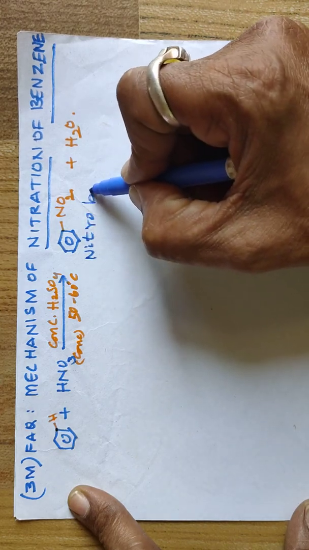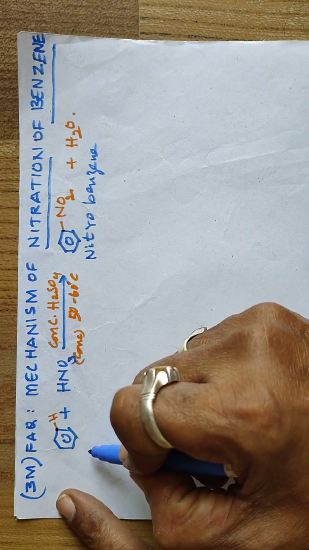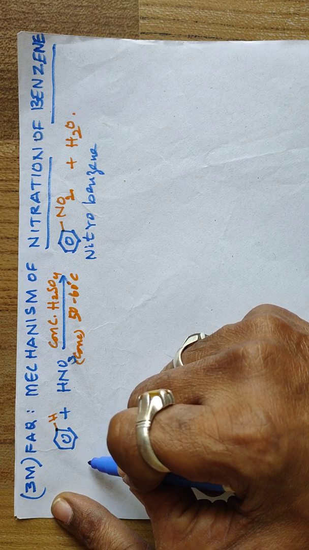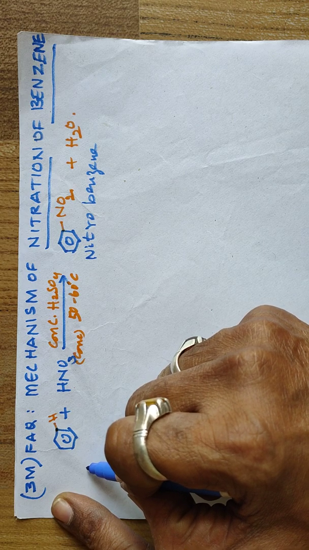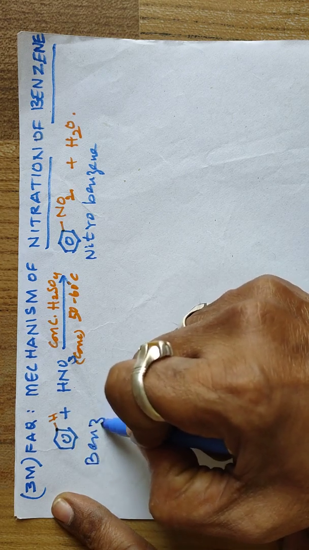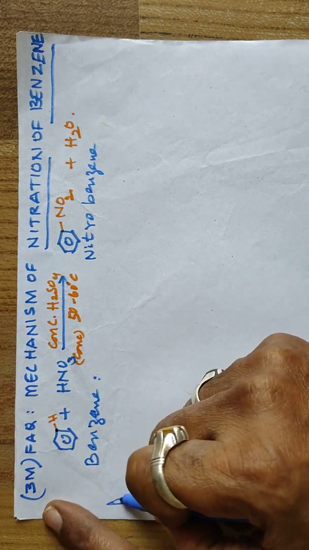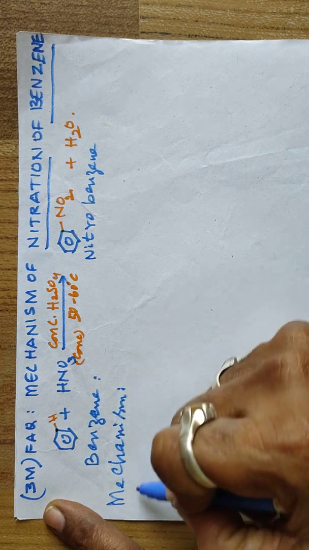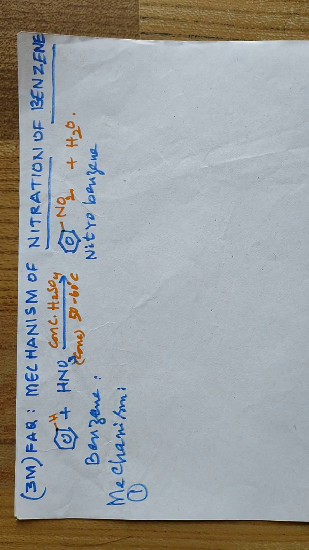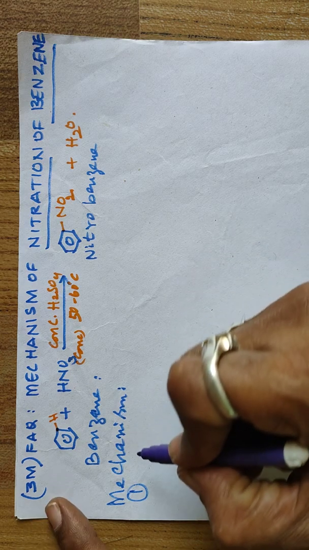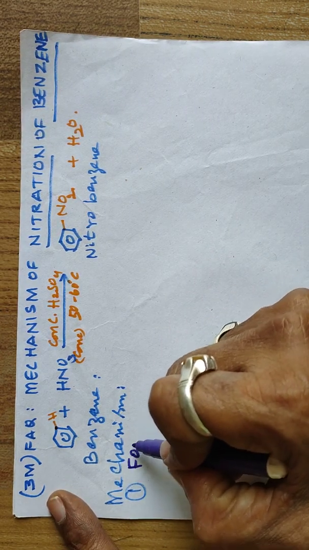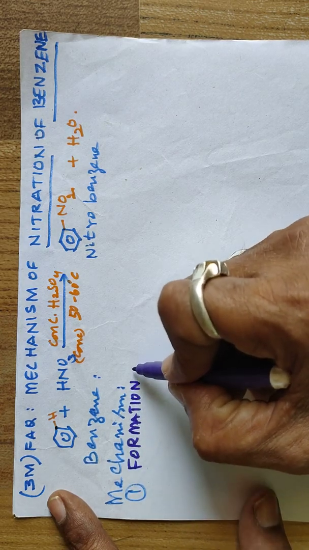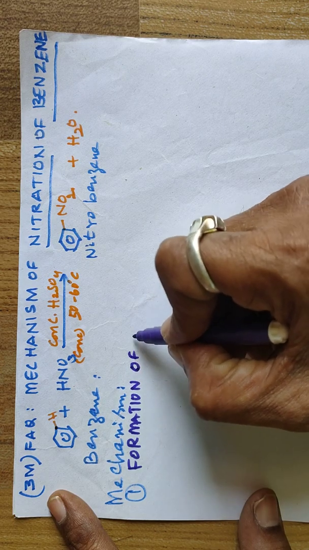To this reaction, how is the reaction taking place? By writing steps in sequence, known as mechanism. Yes, the first step is formation or generation of electrophile.